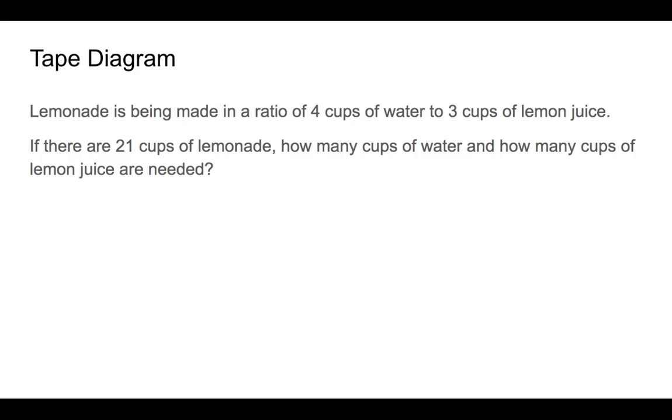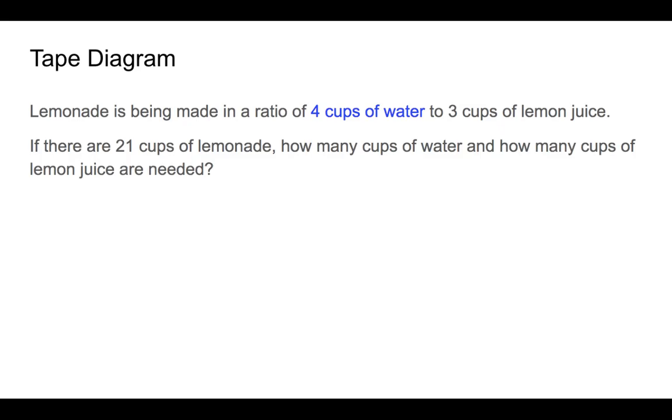So for the tape diagram, we're going to use the question with lemonade. Lemonade is being made in a ratio of 4 cups of water to 3 cups of lemon juice. If there are 21 cups of lemonade, how many cups of water and how many cups of lemon juice are needed? So we're going to start out with our ratio with the cups of water.